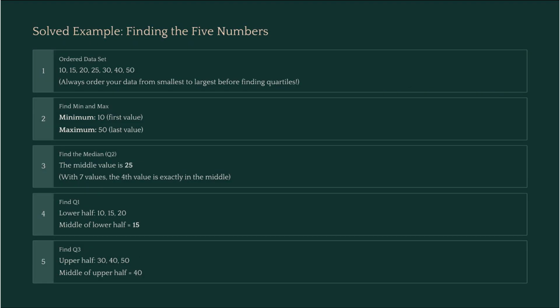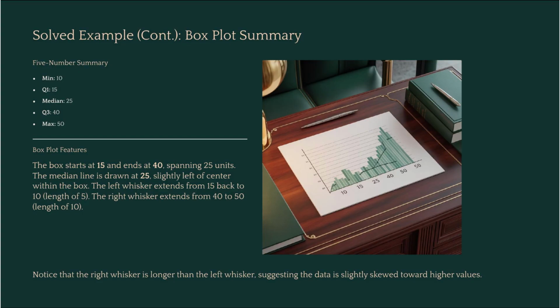Let's find the 5 numbers for this ordered set: 10, 15, 20, 25, 30, 40, 50. The minimum is 10 and the maximum is 50. The median, Q2, is the middle number, 25. The lower half is 10, 15, 20, so Q1 is 15. The upper half is 30, 40, 50, so Q3 is 40. Our 5-number summary is 10, 15, 25, 40, 50.